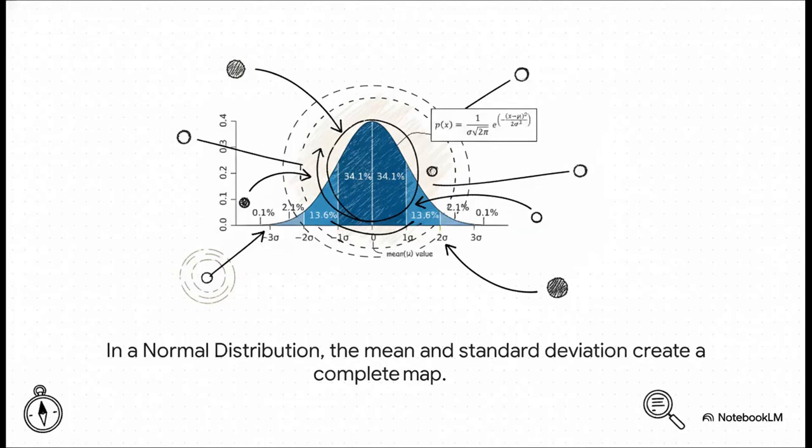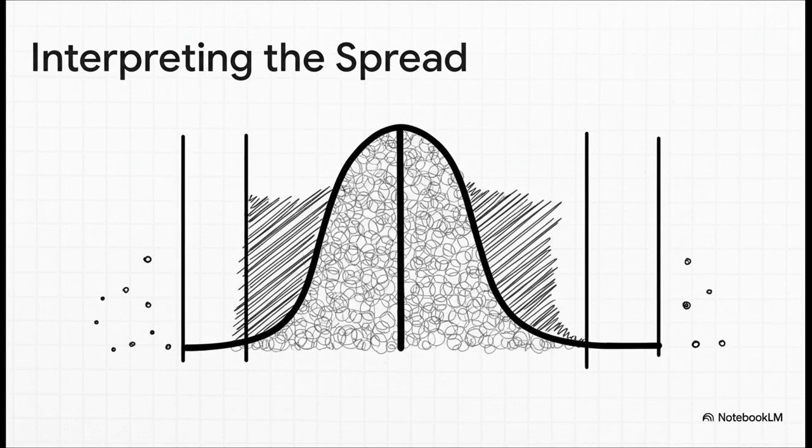This is where it all comes together. See, in a normal distribution, the mean and the standard deviation aren't just two separate numbers. They work together to create a complete, predictive map of our data. And this leads to an incredibly powerful rule of thumb. In a normal distribution, about 68% of your data will always fall within one standard deviation of the mean and about 95% within two. This is so useful because it instantly tells us what's common and what's a rare outlier.